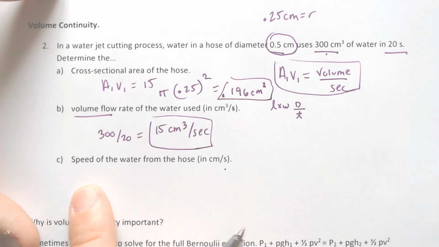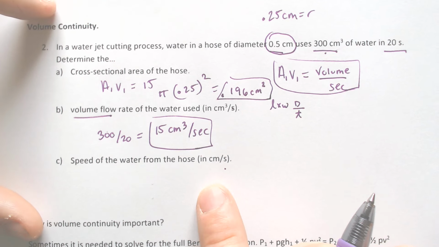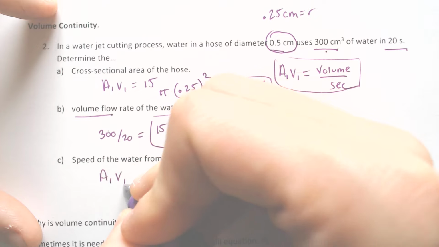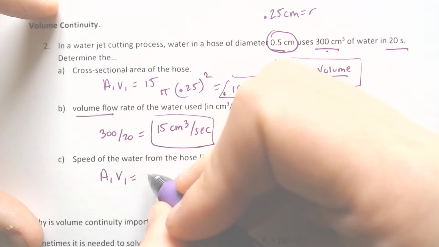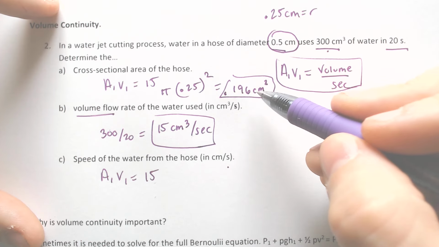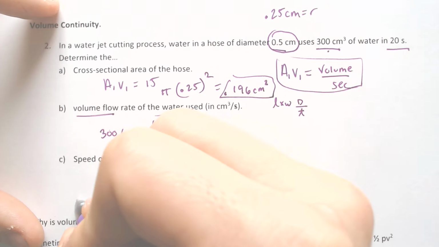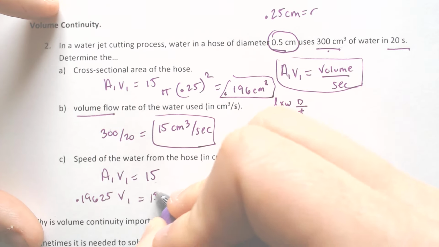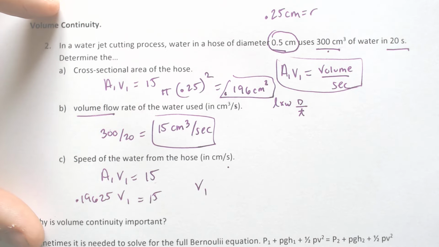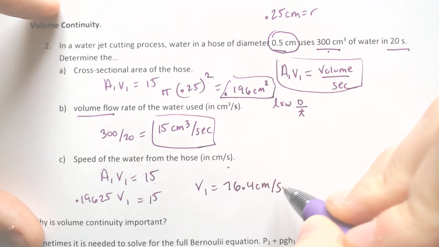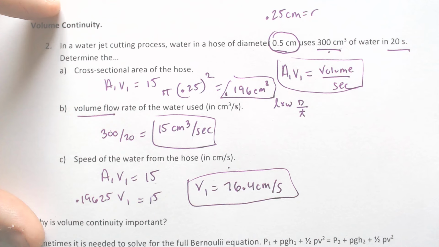Okay. What is the speed of water from the hose? That was what I was attempting to do. I didn't think that it would have so many simple questions leading up to it. That is where you would have to take A1v1 equaling 15. All right, we just found out A is 0.196. It's actually 0.19625. 0.19625 times V1, velocity 1, would equal 15. So we just divide, and we end up with a velocity of 76.4 centimeters every second. So about a meter a second.